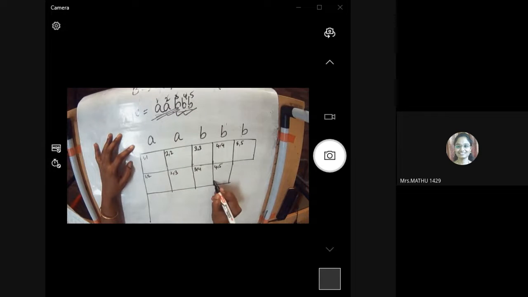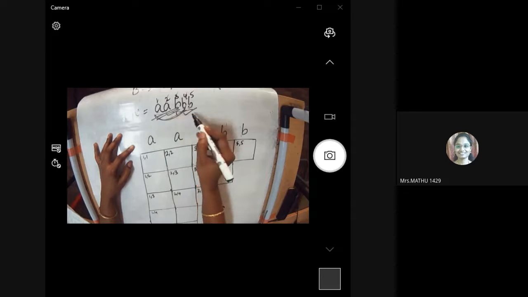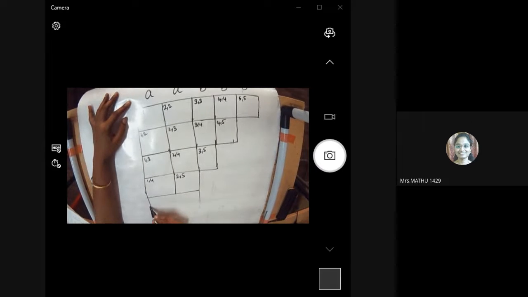Then we'll be getting only 3 substrings. So 1 comma 3, that means from 1 to 3. Then 2 to 4, 2, 3, 4, then 3 comma 5, that means 3 to 5. Then we will be getting 4 length substrings: 1 comma 4, from 1 to 4, which is 1, 2, 3, 4, then 2 to 5, and then finally 1 to 5, the entire substring.